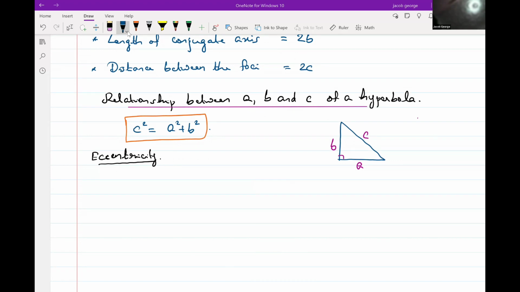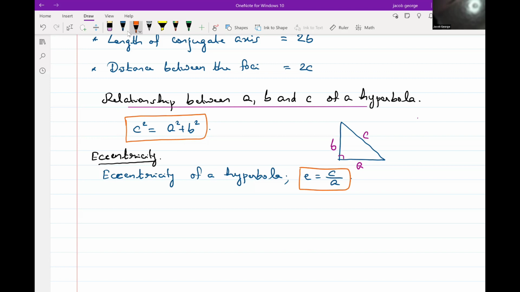Right. Eccentricity of a hyperbola, E is equal to C by A. The same formula we use, E is equal to C by A. In ellipse also we studied the same formula, E is equal to C by A.